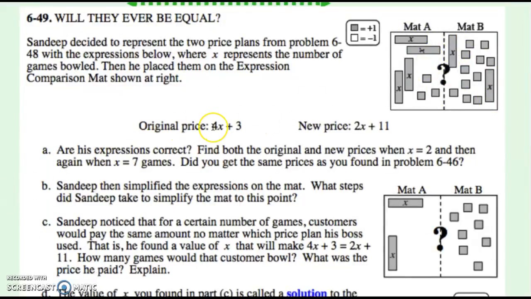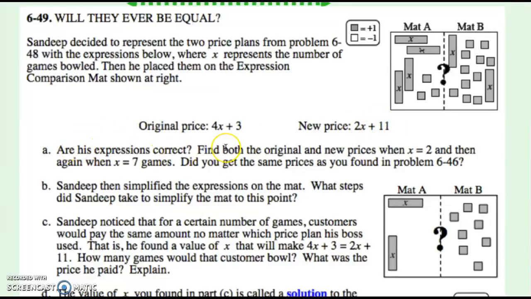So the original price is $4 and X is the number of games. So $4 times however many games you play plus $3 for shoes. The new price plan is $2 times however many games you play plus $11 for shoes.